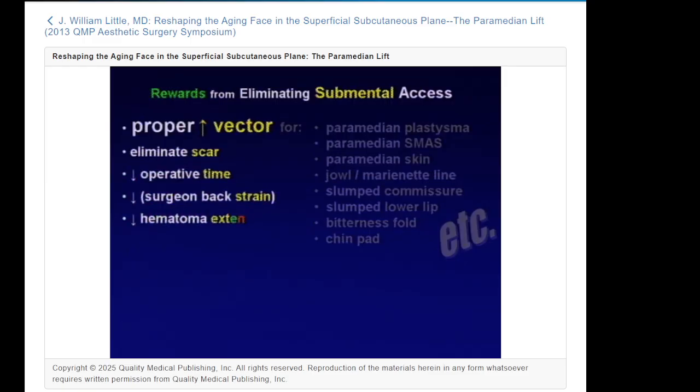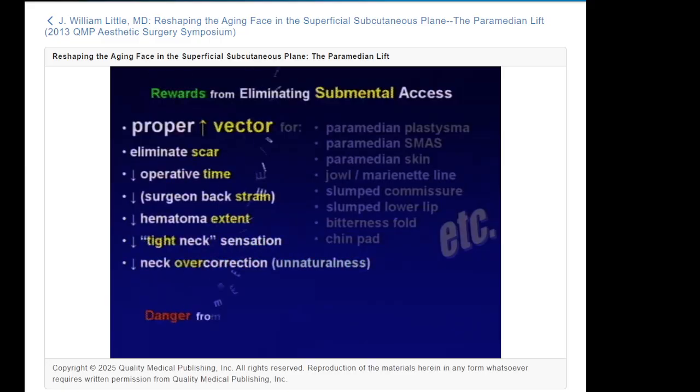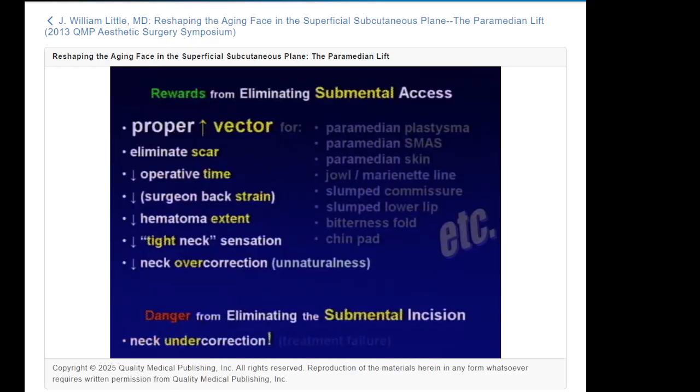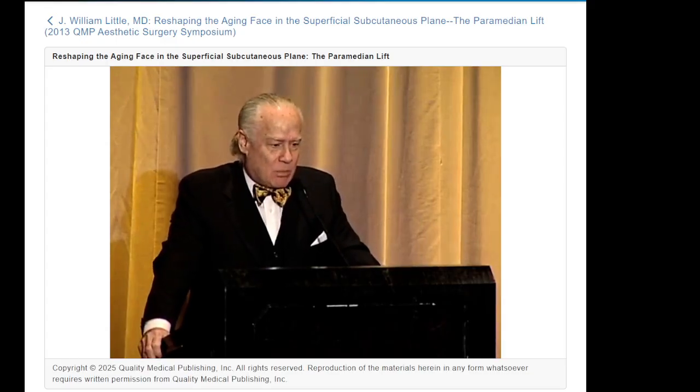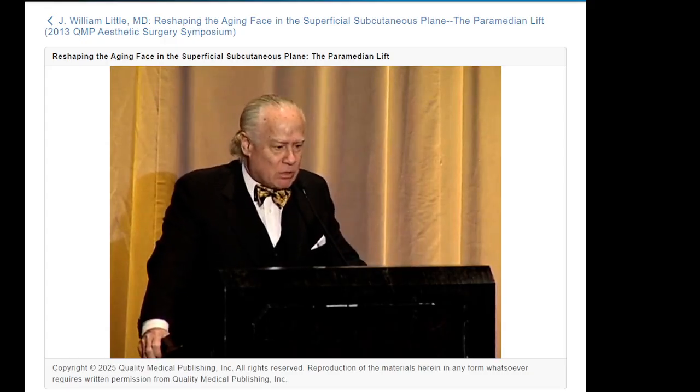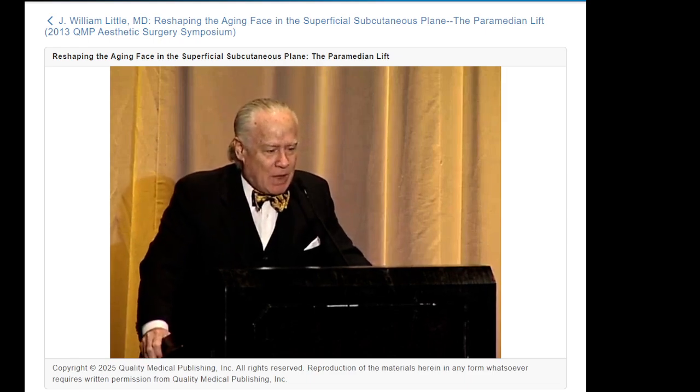It saves a little time, saves your poor old back from leaning over that nasty little incision, less hematoma extent and less tight neck sensations for your patient, maybe a little less overcorrection or naturalness. There's a danger, though. And the danger from eliminating that incision is simply neck undercorrection or treatment failure, and it's not worth it. Don't do that. If you feel you're not getting the neck result you did before working under the chin, by all means continue to use your submental incision. It's been a long evolution for me to give it up. And even now, I feel like I'm not quite there.